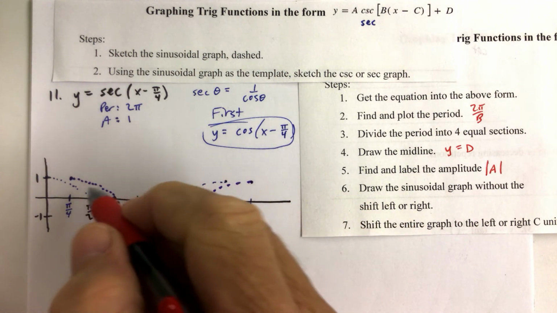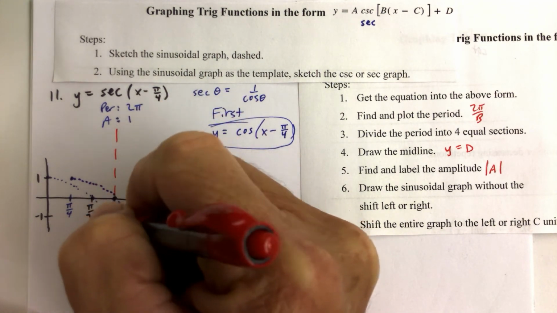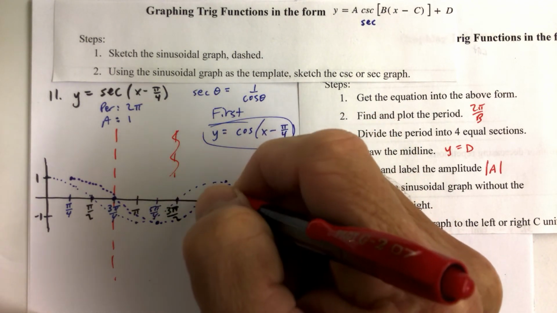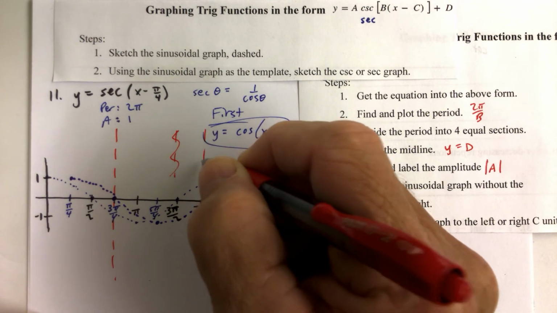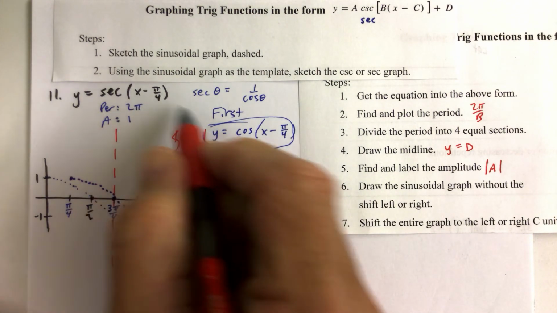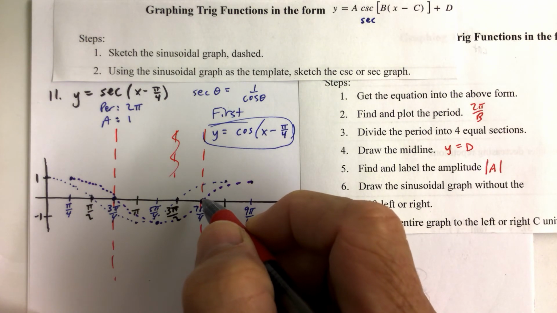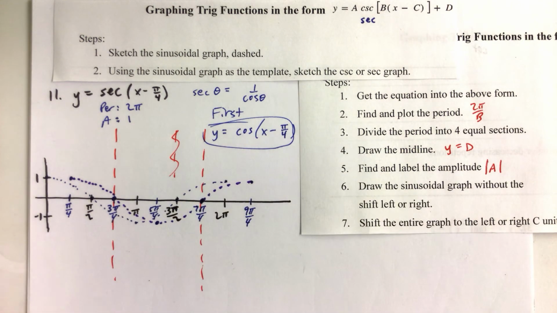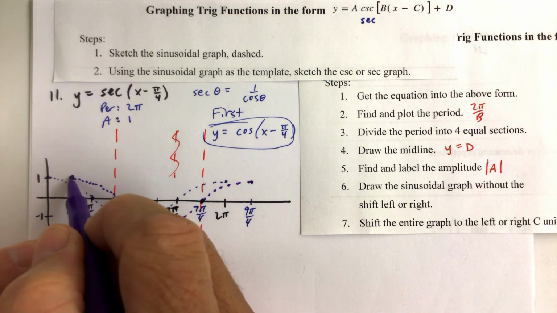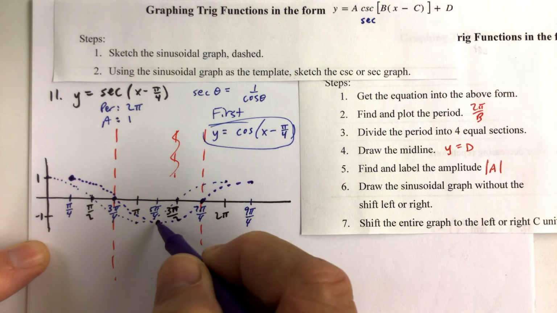Now, wherever the cosine is equal to 0, that becomes a vertical asymptote on the graph of the secant. So where the purple graph hits the x-axis is where the cosine of x minus pi over 4 is equal to 0. And again, that's where the secant would have a vertical asymptote. And then wherever the high point is on the cosine graph is going to be the low point for the secant graph, and the low point on the cosine graph is the high point on the secant graph.